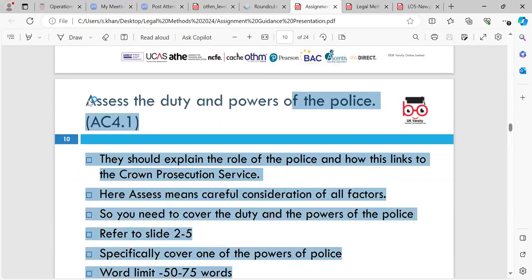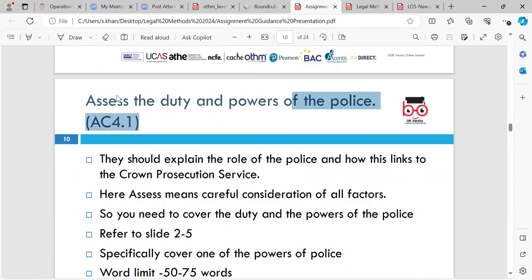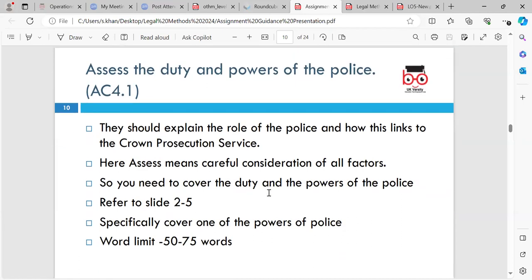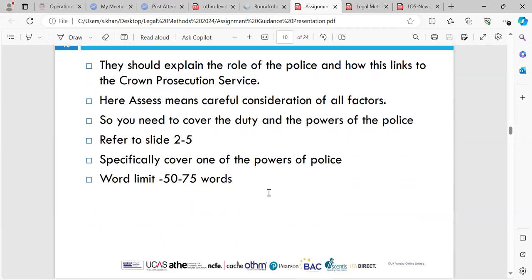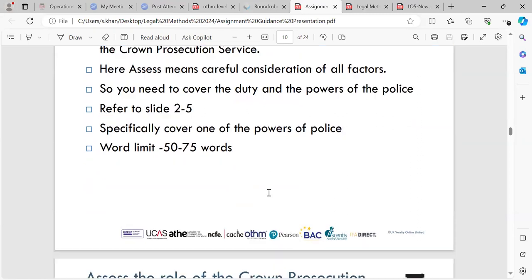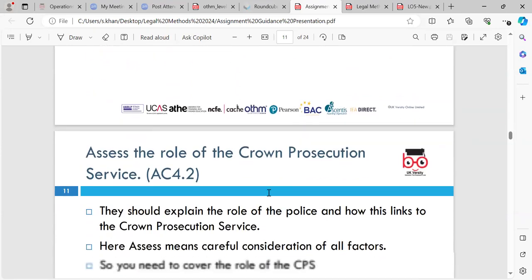Then the next one is to assess the duty and powers of the police, and that is AC 4.1. Here you should explain the role of the police and how this links to the Crown Prosecution Service. Here, assess means careful consideration of all factors. So you need to cover the duty and the powers of the police. Refer to slides 2 to 5. Specifically, cover one of the powers of the police, and that's word limit 50 to 75.